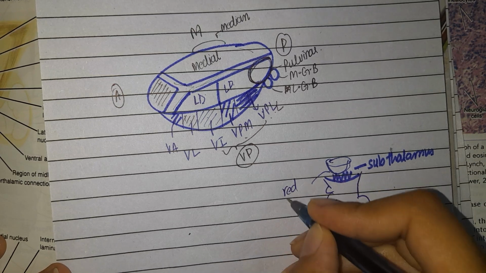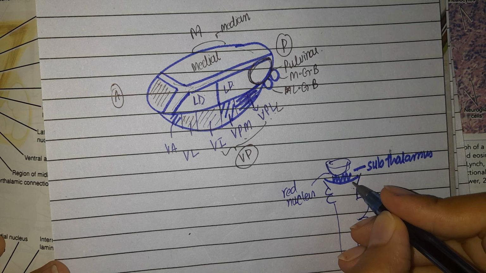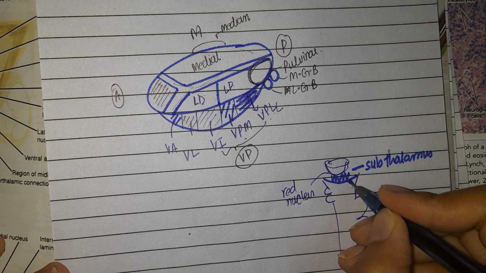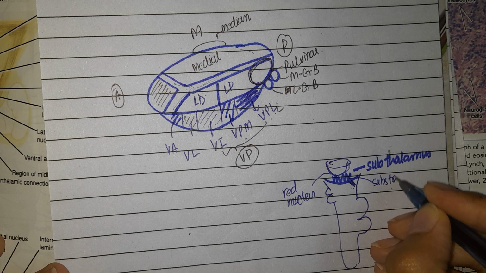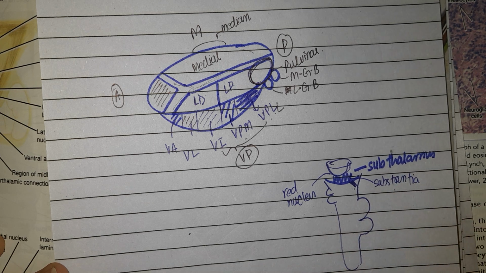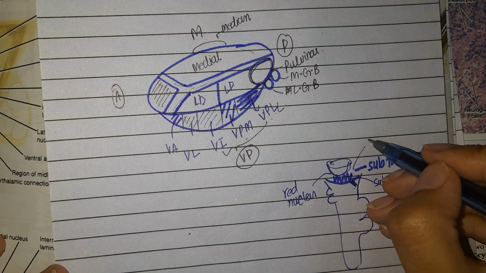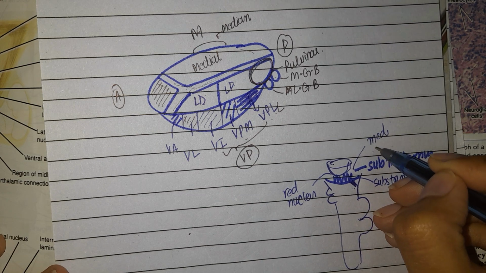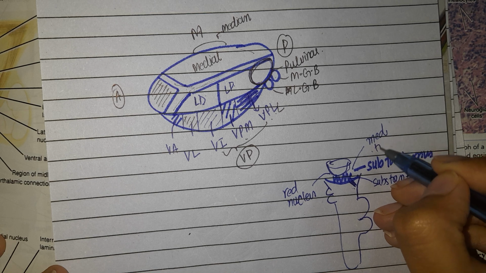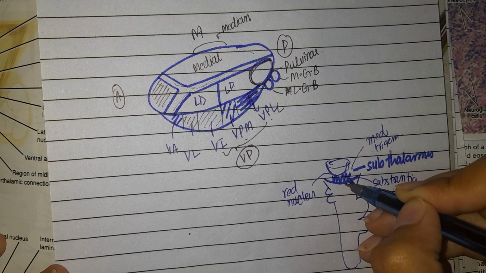One is known as the reticular nucleus, and when we studied the midbrain, we know that the midbrain had the substantia nigra. So the substantia nigra also continues in the subthalamus, as well as the medial lemniscus, the trigeminal lemniscus and the spinal lemniscus. All of these lemnisci also pass through the subthalamus.